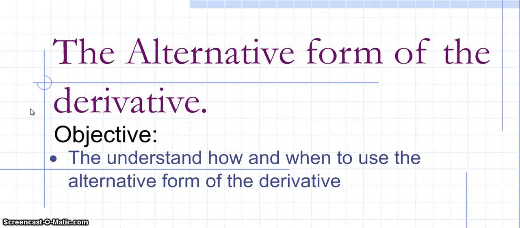Alright, so now we're going to look real quickly at what we call the alternative form of the derivative. We're not really going to use or see this that much in this class, but it is important to understand. It is something we will see a little bit and we will use a little bit. So you do need to know it, but it's a different way to find the derivative.